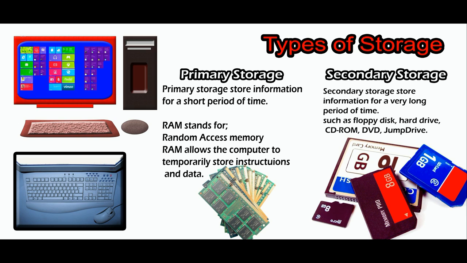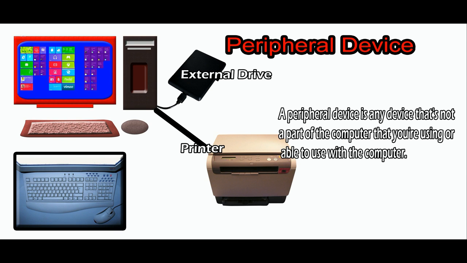Secondary storage. Secondary storage stores information for a very long period of time, such as floppy disk, hard drive, CD-ROM, DVD, jump drive, etc. We usually connect external devices to our computer so that we can accomplish a certain task, such as cameras, microphone, etc. These devices are called peripheral devices, and I'm going to explain why. A peripheral device is any device that is not a part of the computer but that you are able to use with the computer. For example, a printer. A printer is not a part of a computer, but you are able to use it with the computer or have it controlled by the computer. Therefore, it is a peripheral device.